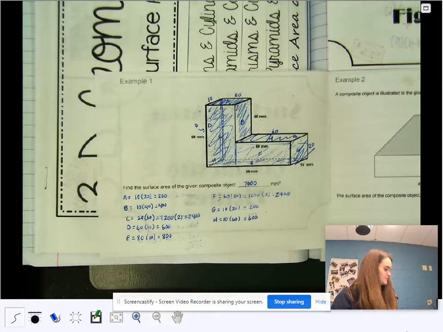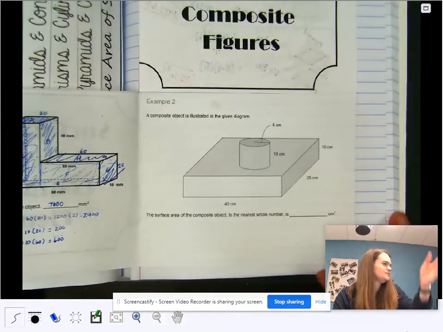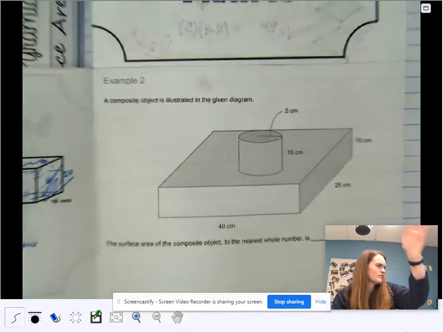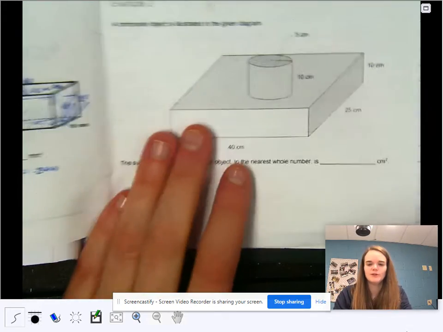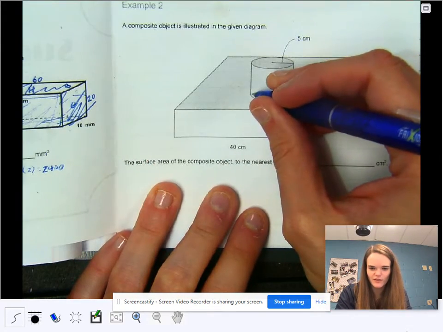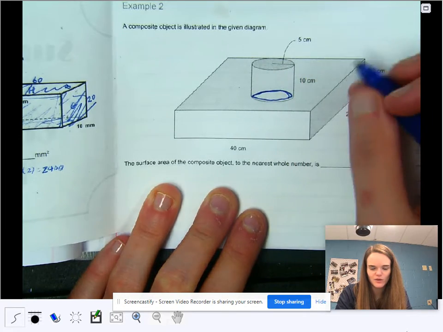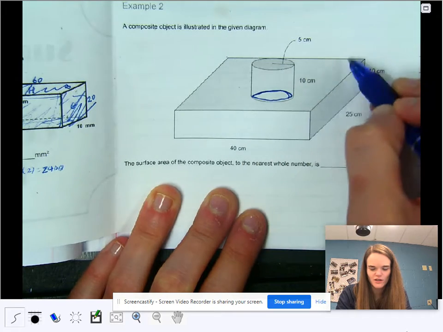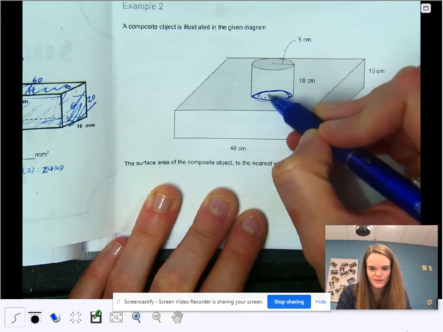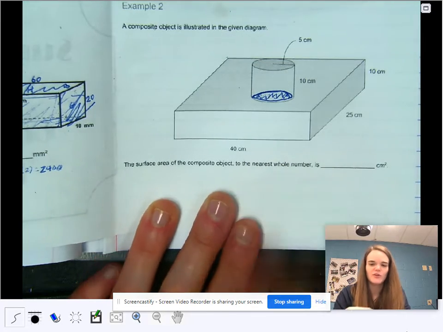You've got enough time, or you paused it, you should have paused it, to do example 2. Example 2, I do have a little bit of a problem here. When I find the surface area of this section here, I'm actually going to subtract a base right here, okay? All right, but let's just find the surface area of the box first.